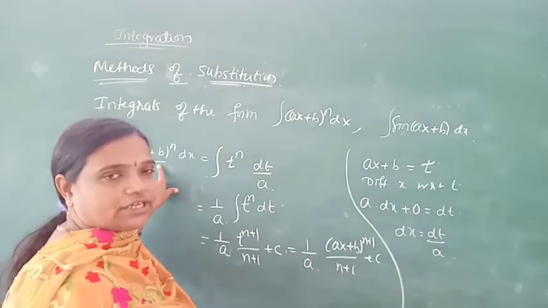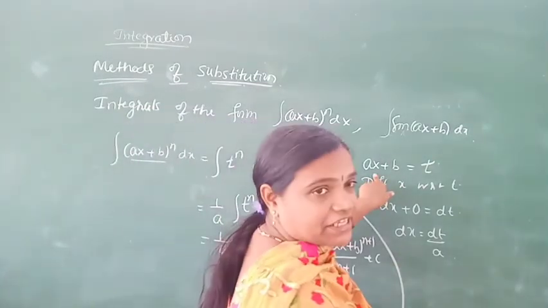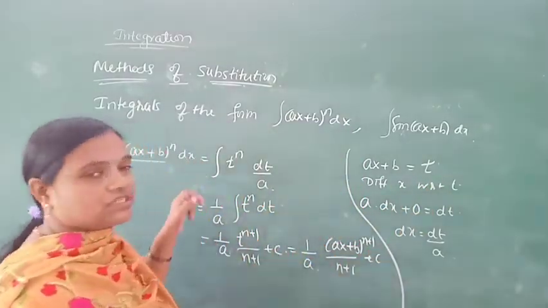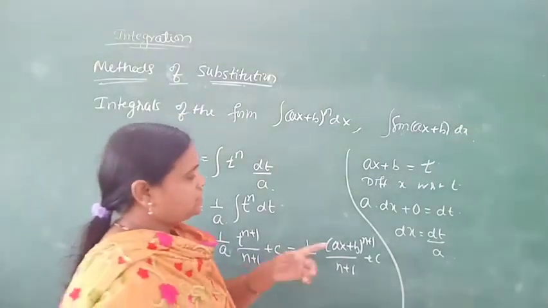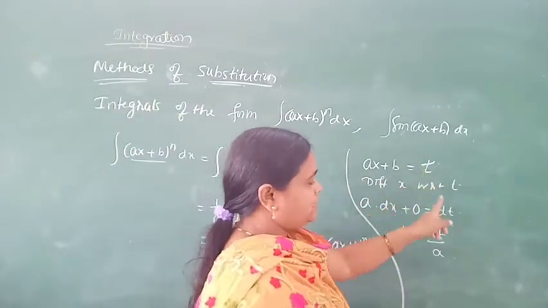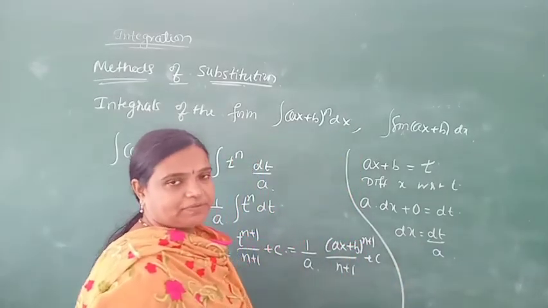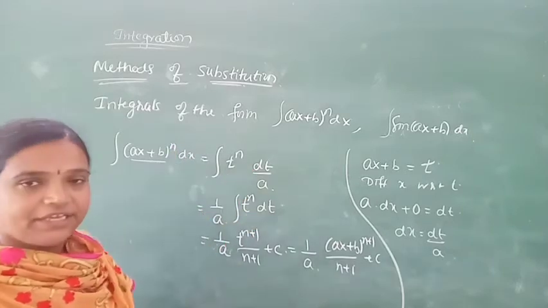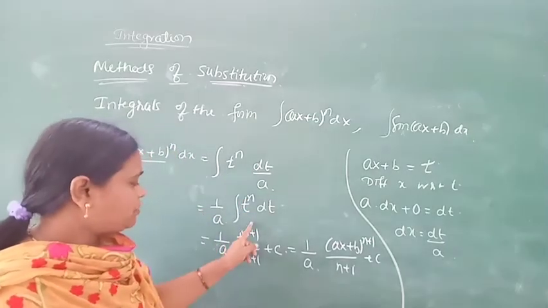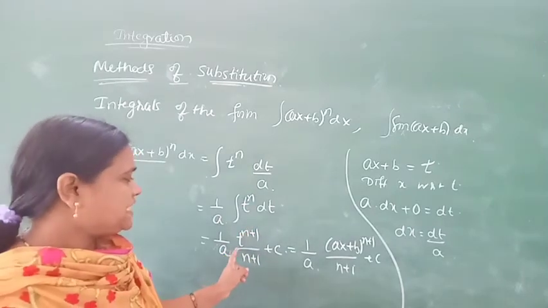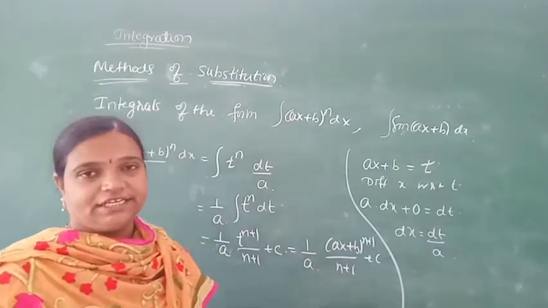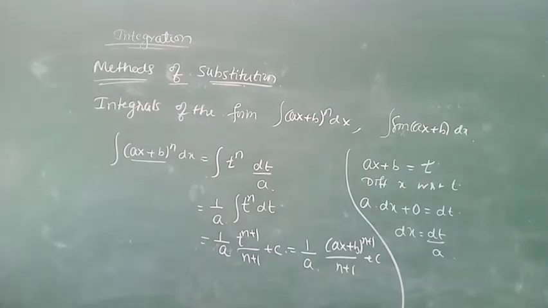Here ax plus b is the substitution, and we take another variable, that is t. Do the differentiation of x with respect to t. Why are we doing this? Because this is given in the form of dx. Next, a as it is, differentiation of x is dx, and it is dt. dx is dt by a, and substitute here. This whole thing is t to the power n, dx is dt by a, and integration of t to the power n is t to the power n plus 1 by n plus 1. Replace t by ax plus b. Therefore, we get the same value of the integration. In this way, we can do the example if it is in the form of function of function.